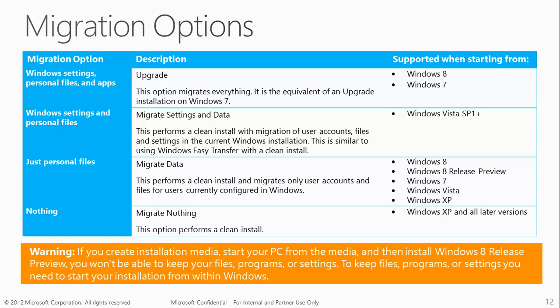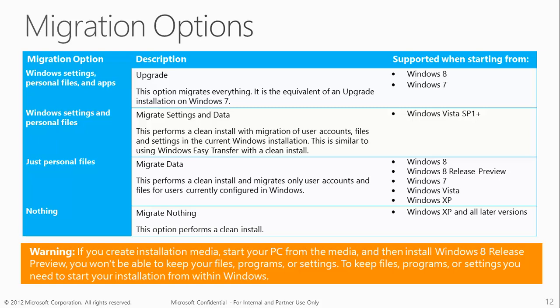The table you see on the slide now shows the different migration options that will be presented. In general, this will be a combination of a few of the items in the list under migration option. The option for Windows settings, personal files, and apps is equivalent to a full upgrade. This is going to be available if you start setup from either Windows 7 or Windows 8.